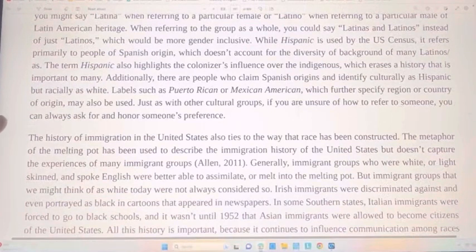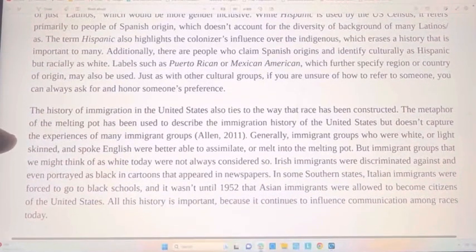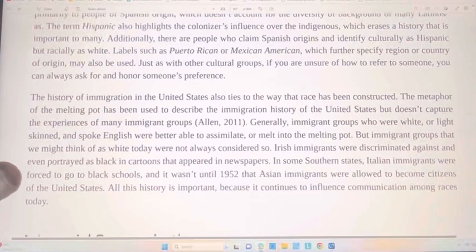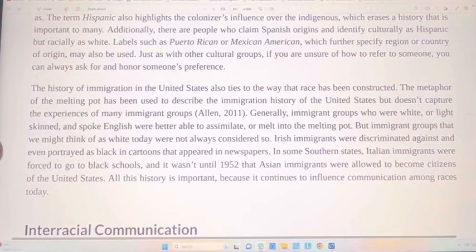While Hispanic is used by the U.S. Census, it refers primarily to people of Spanish origin, which doesn't account for the diversity of background of many Latinos. The term Hispanic also highlights the colonizers' influence over the indigenous, which erases a history that is important to many. Additionally, there are people who claim Spanish origins and identify culturally as Hispanic, but racially as white. If I'm not mistaken, by the way, I believe the old maps and the old term for Spain was Hispania. So I think that's where the term Hispanic comes from.